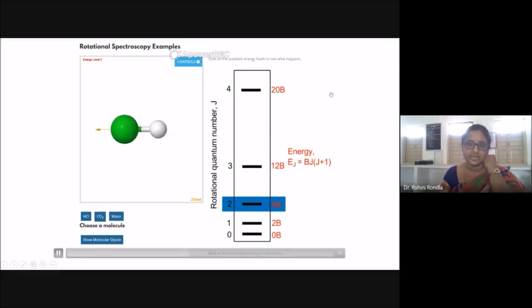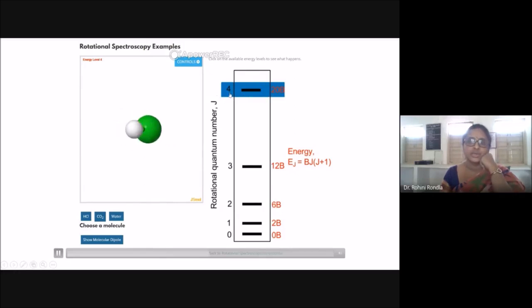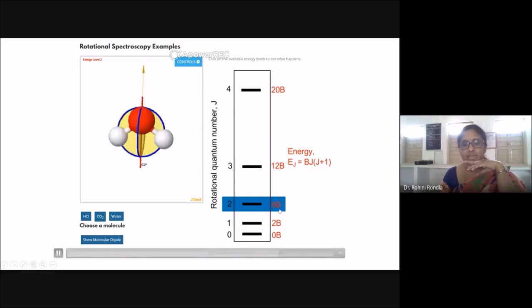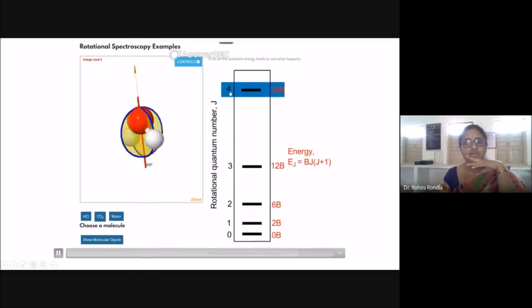Now it is rotating in the fourth level. You are observing that the rotational energy, the speed, has increased. So this is the rotational motion in the fourth level. And similarly you can see a water molecule. This is water, the red one is oxygen and the white balls are hydrogens. See, at the second energy level, 6b energy, it is rotating with 6b energy, and now it is in the fourth level. See, 20b. That energy is increased in the fourth level.